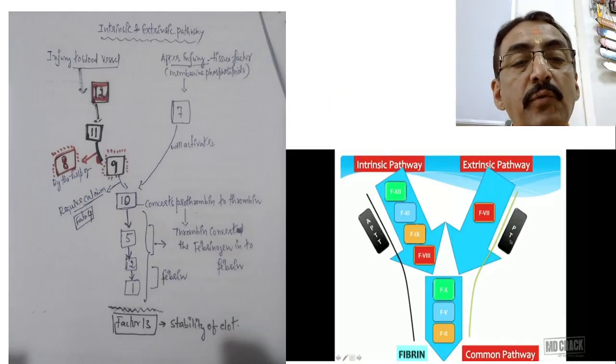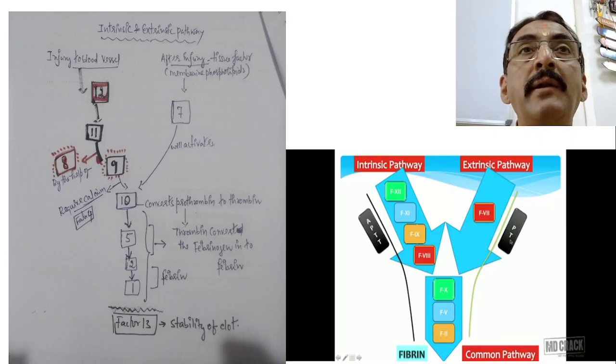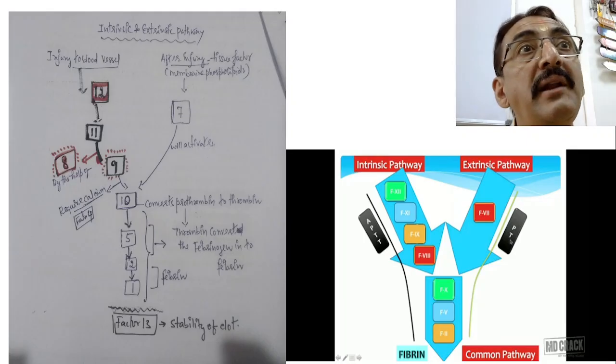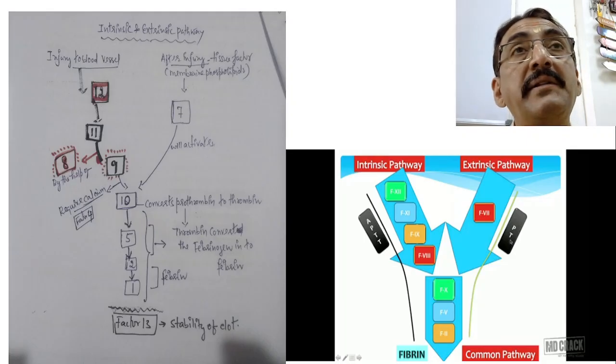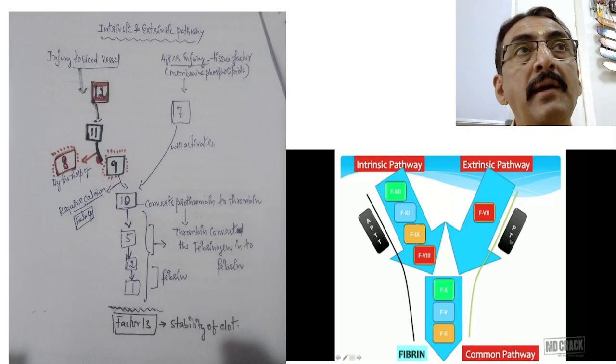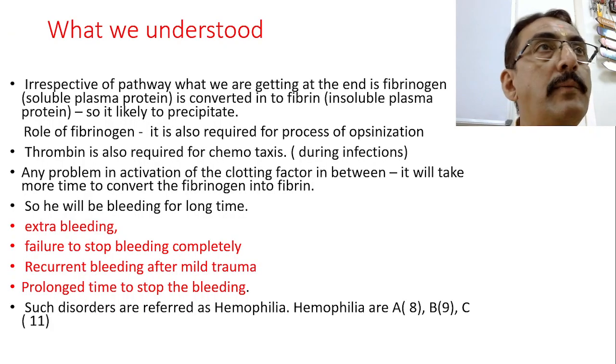At the end, after the formation of the clot, we also require factor number 13, which is for the stabilization of the clot. Sometimes the intrinsic pathway is normal, the extrinsic pathway is normal, but still the patient is bleeding. That condition may be because of factor number 13 deficiency, where the stability of the clot is not there, so the clot often disintegrates and bleeding continues. That is also one of the possibilities. I hope now it is very clear.